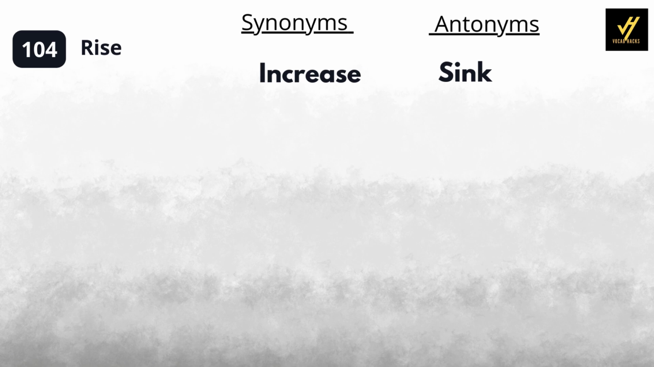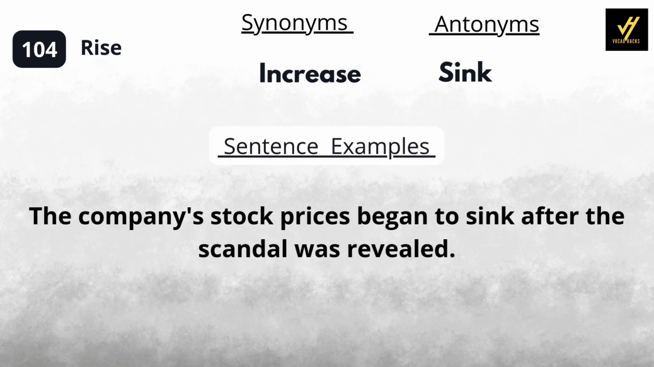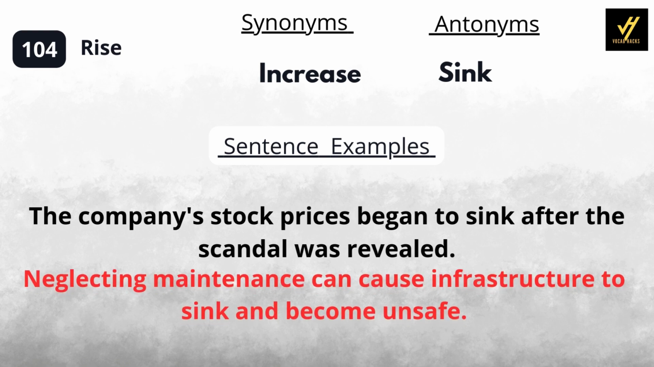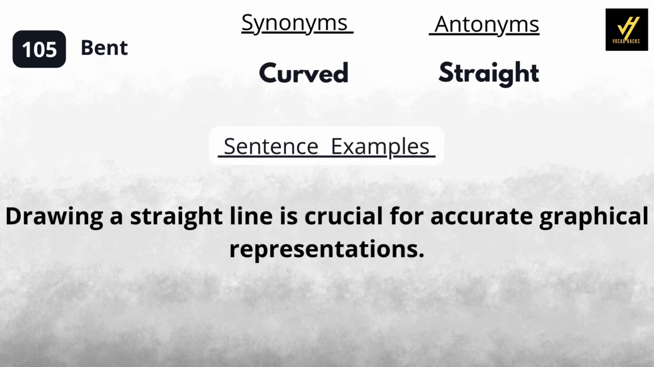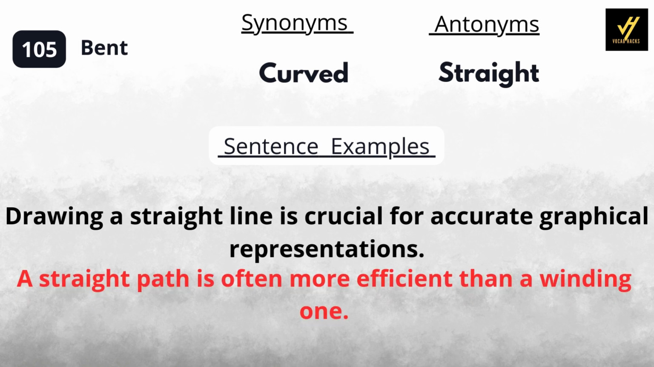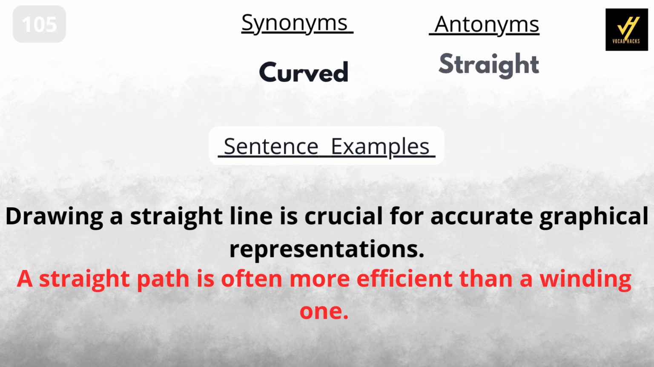Rise, increase, sink. The company's stock prices began to sink after the scandal was revealed. Neglecting maintenance can cause infrastructure to sink and become unsafe. Bent, curved, straight. Drawing a straight line is crucial for accurate graphical representations. A straight path is often more efficient than a winding one.